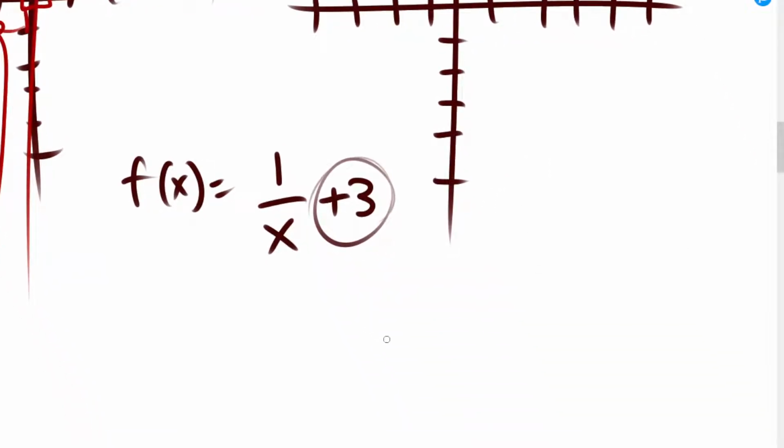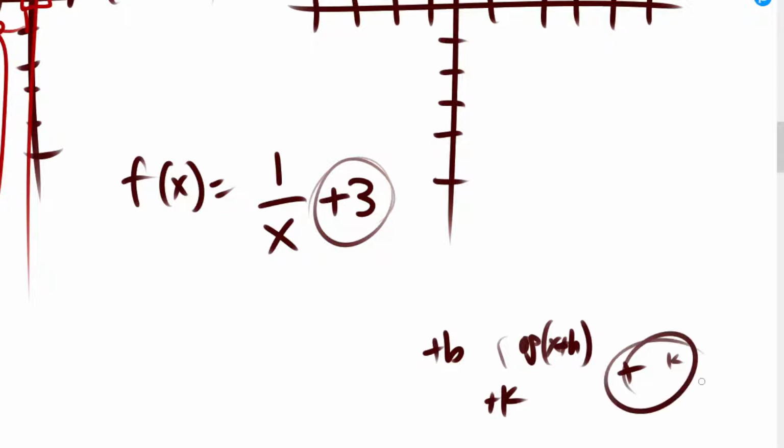Like with our linear functions, we had our plus b, that was our up and down. With our quadratic, we had our plus k, which was our up and down. With our logarithmic functions, we had our plus, I guess it was also k in that case, but we had the log, and then like x plus h, or x minus h, and then plus k. It was always on the outside, and that always moves up and down.